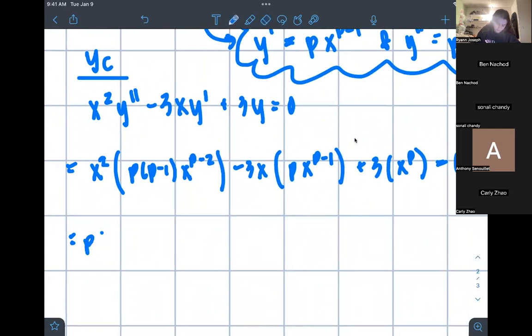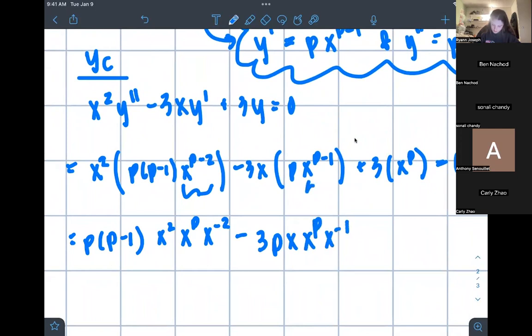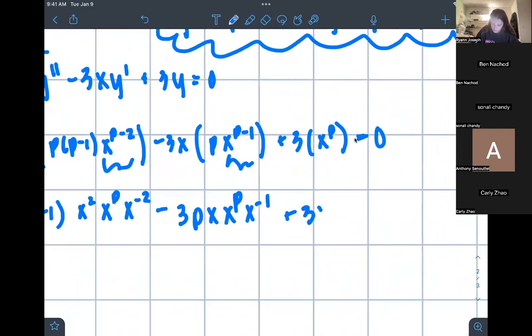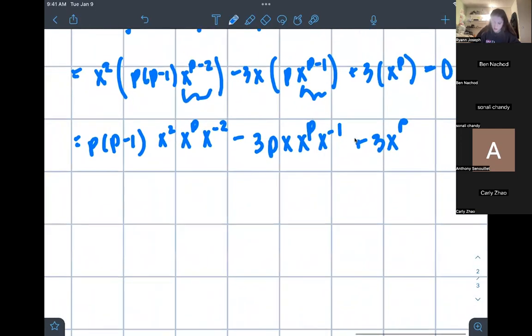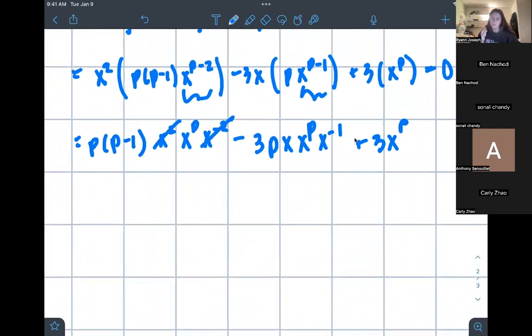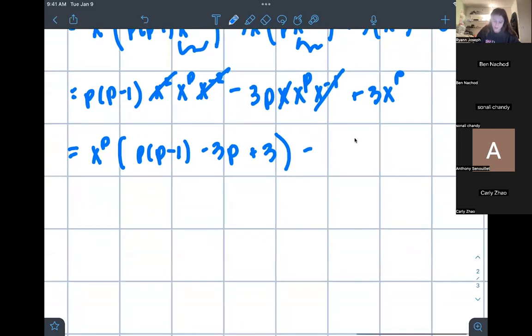So x squared, x to the p, x to the negative 2. I separated this term. 3p x to the negative 1, separated this term, plus 3x to the p. These terms cancel out, the x squared and then x to the negative 2, and the x and the negative 1 cancel out, and then I'm going to pull out x to the p, giving us this, minus 3p plus 3. And this is what we're looking for.